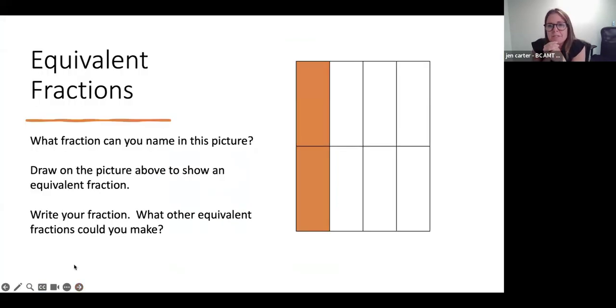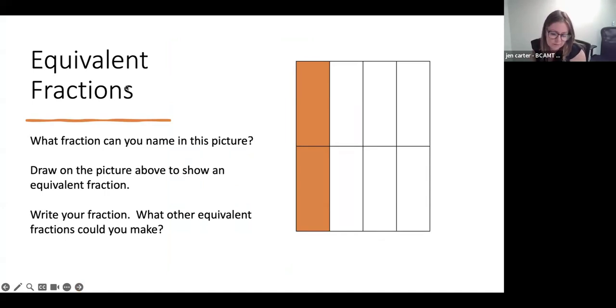I think that often in early years, we as teachers have kids do a lot of naming and labeling pictures of fractions, but not much playing around with all those things that we've talked about so far.